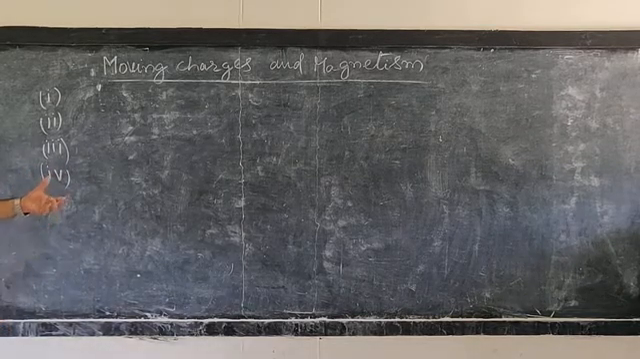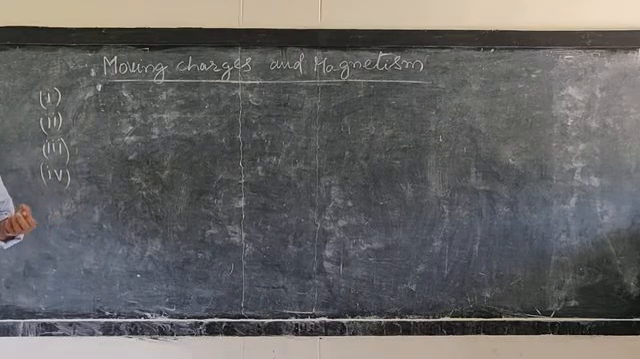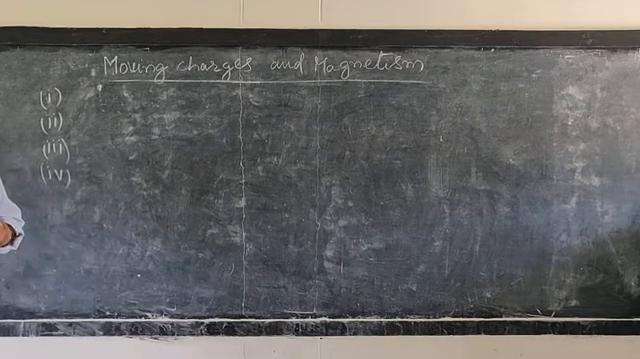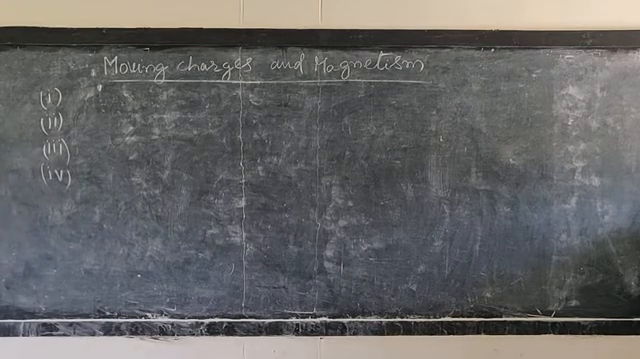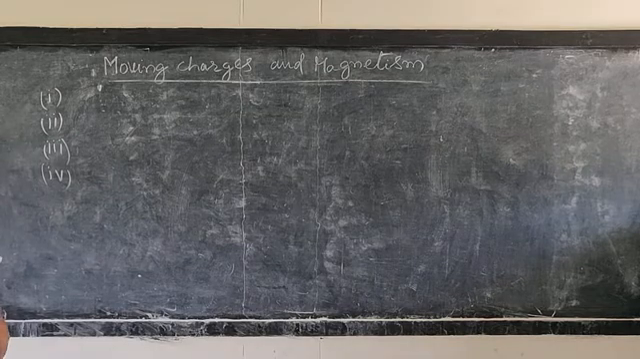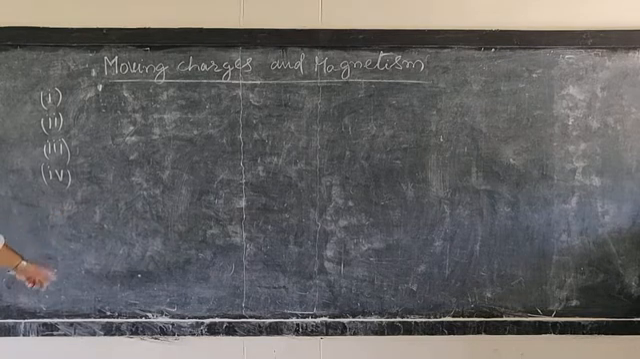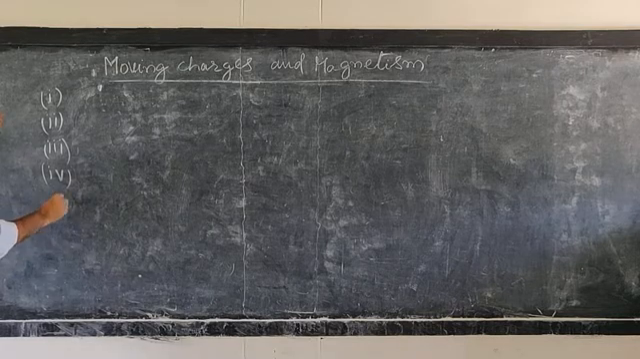Now, there are differences also. Electric field is produced by a scalar source, that is an electric charge, whereas magnetic field is produced by a current carrying conductor. That current element is considered as a vector, so it is a vector source. Magnetic field is produced by a vector source. Electric field is produced by a scalar source. That is one difference.